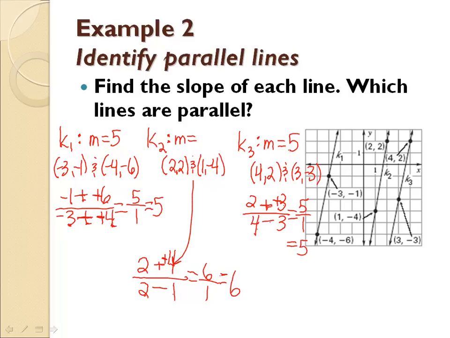My slope for K2 was 6. So in order to be parallel, they have to have the same slopes. So we can say K1 is parallel to K3 because they both have a slope of 5.